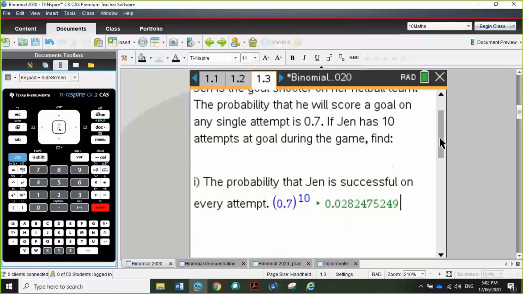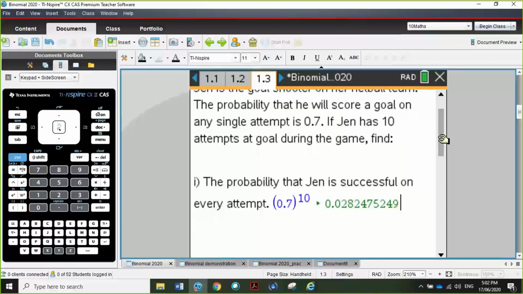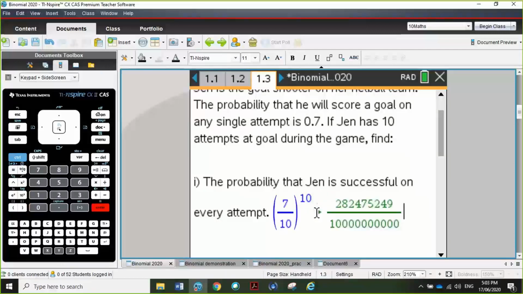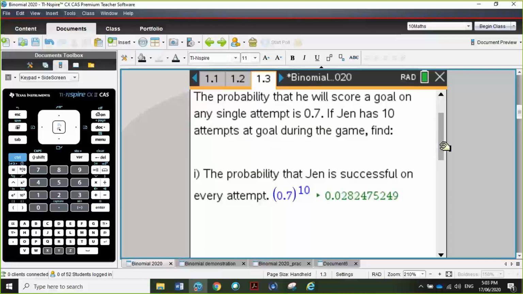Successful on every attempt, and there are 10 attempts, so in this case 0.7 to the power of 10, and we'll press enter. I'm using a notes page, so my text came up a little differently to a normal calculator page, but you could do the calculation in a normal calculator page. If you want the exact value rather than a decimal approximation, you would type in the fraction. But in most cases, you'll be asked to round the answer to say 4 decimal places or 2 decimal places. Just read the question carefully.